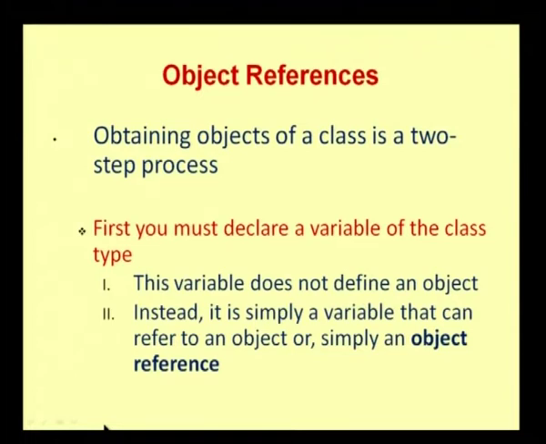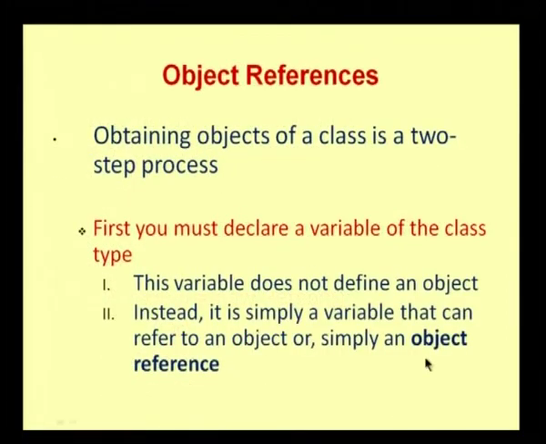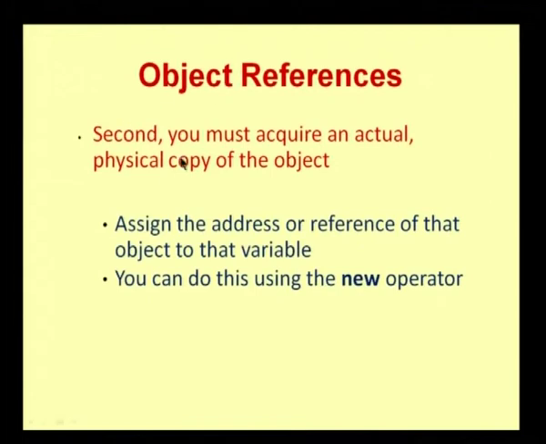Whereas in other programming languages, whenever we give a particular declaration of a variable, it means that space is being allocated, it's not so in the case of Java. Whenever I declare an object of a particular type, we are only trying to create an object reference. We have not allocated any space for this type of object. The second step is you must acquire an actual physical copy of the object, and assign the address or reference of that object to that variable.